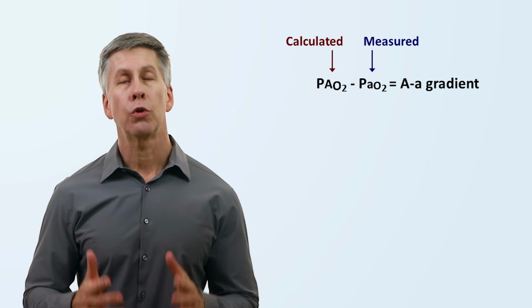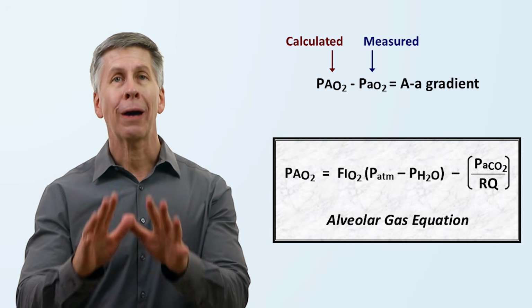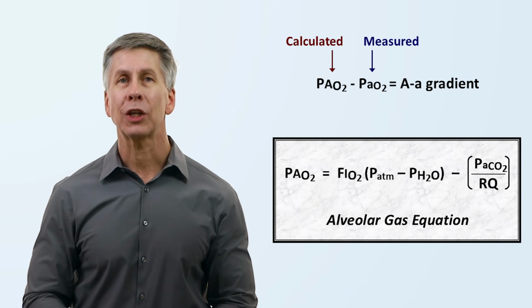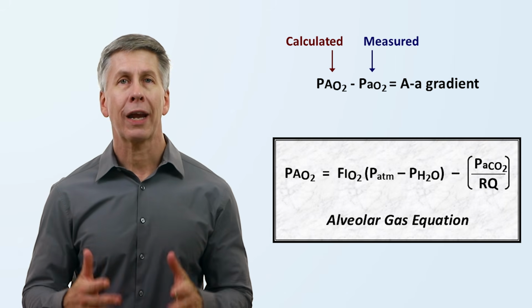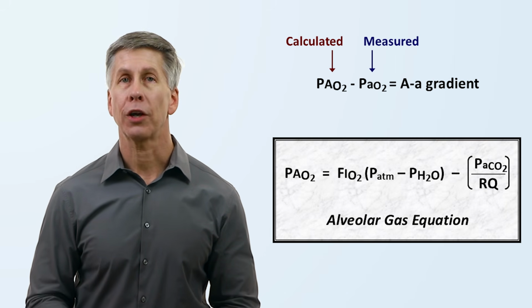P little a O2 can be directly measured via an arterial blood gas, which is a blood test run on arterial blood rather than venous. However, P big A O2 cannot be measured directly and must be calculated using the alveolar gas equation. Do not worry about the details of this equation right now. Both the alveolar gas equation and how we determine the normal A-a gradient for an individual patient will be covered in a future video.